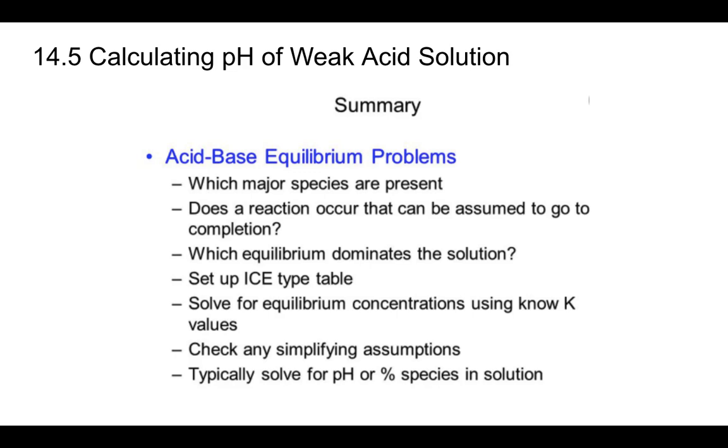And once we figured out what equilibrium is going to dominate, we set up our ICE table and we solve for our equilibrium concentrations from the K values, the Ka values or so forth, that they give in the problem. Then we check for any simplifying assumptions like the 5% rule, and then we solve for things like the final pH, or the final percent dissociation, or the molarity of cyanide, as we did in one of these problems.